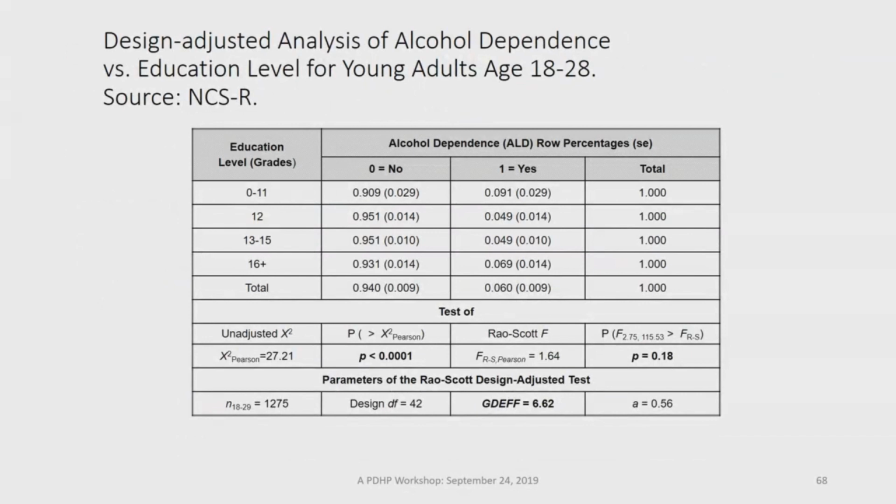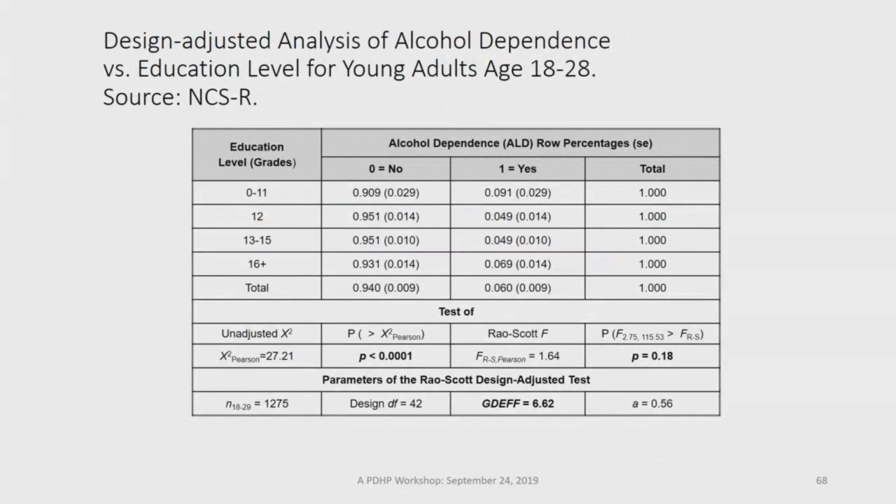Okay? If you were to report the unadjusted standard Pearson chi-square using the weighted percentages, that chi-square statistic would be 27.21. It's a big value. Okay, for this test of association, the p-value is less than 0.0001.